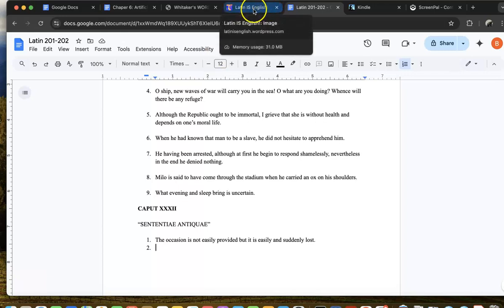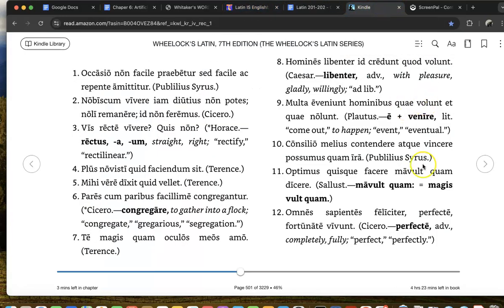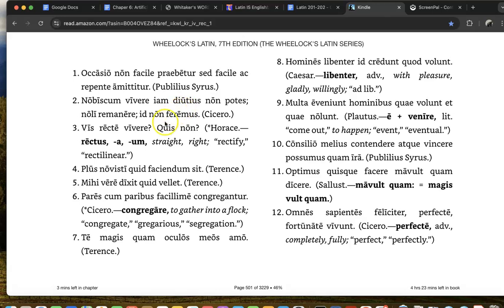All right, let's take a look at the next one here. Nobis convivere iam diutius non potest, noli remanere, id non ferimus. So here's our subject and verb. You are not able to live with us now any longer. Don't remain. We will no longer tolerate you, or literally endure you.